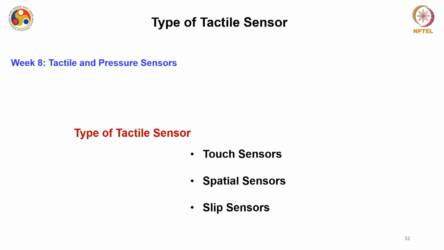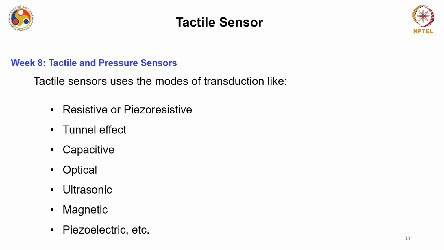It doesn't care about the amount of force or pressure. Of course, there are certain thresholds in the device, but beyond that threshold it doesn't care, and it gives you the sense of touch or not touch. Different types of tactile sensors were included: touch sensors, spatial sensors, and slip sensor based devices. They were using different transduction techniques like resistive, optical, capacitive, tunnel effect, ultrasound, magnetic, as well as piezoelectric.